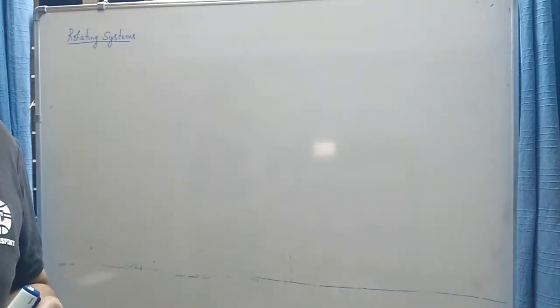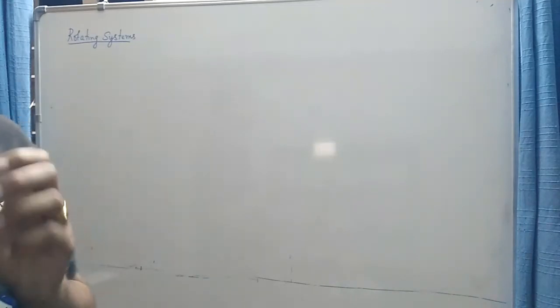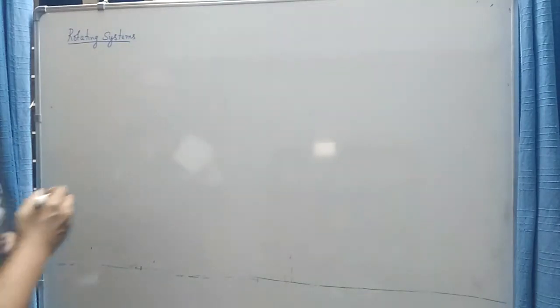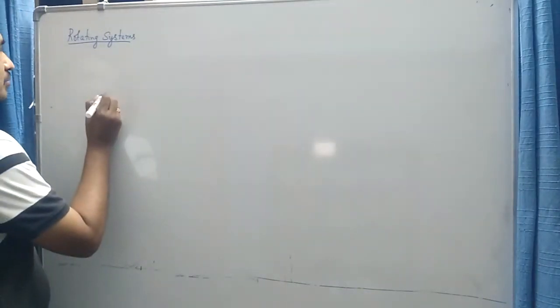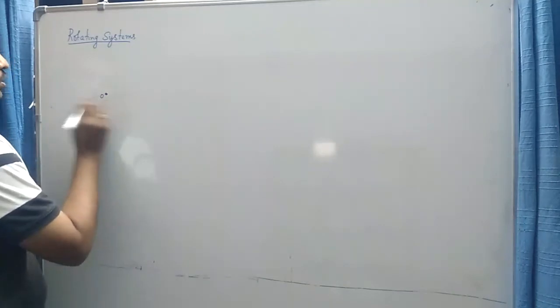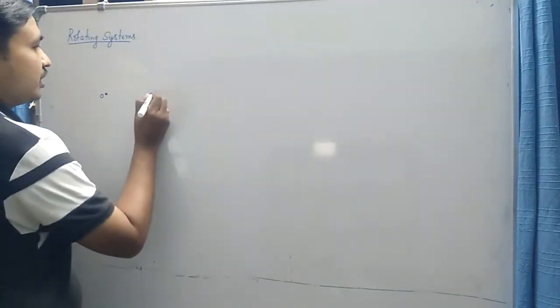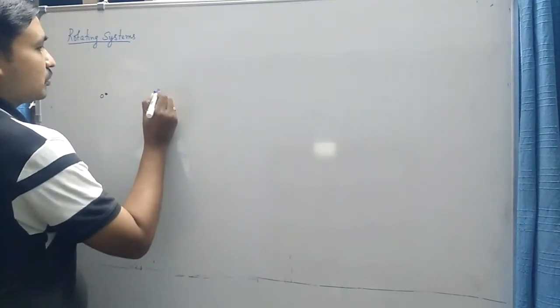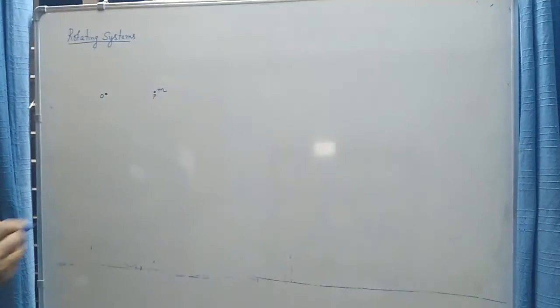So in the first part of this class we will try to understand some basic physics background related to rotating systems, and in the next part of the class we will apply the Schrodinger wave equation to a rigid rotator model. So if I consider some point O, which may be the origin or some reference point, and I have a particle at point P, the mass of the particle is m.